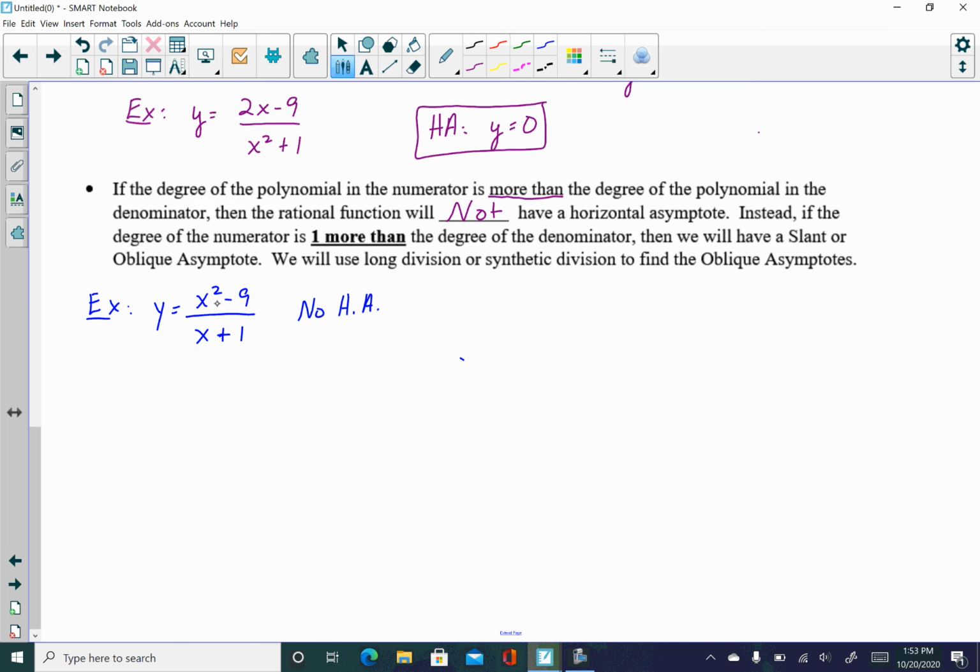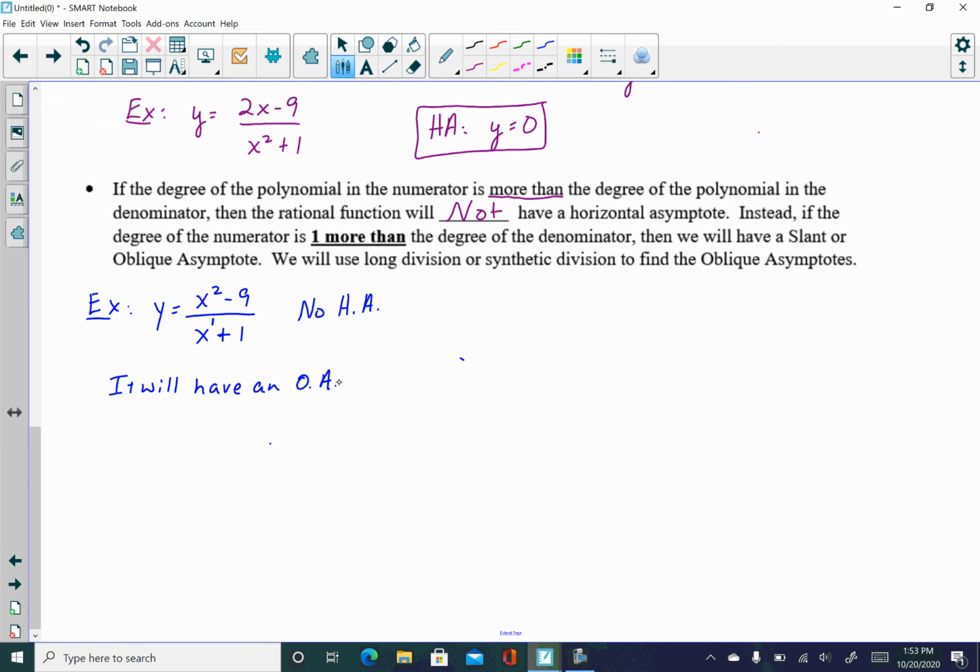But you do notice if you look at your degree, the degree at the top is 2, the degree on the bottom is 1. So it's only, I like to call these top heavy, it's only top heavy by 1. So since it's only top heavy by 1, it will have an oblique asymptote. So it will have an oblique, I'm just going to abbreviate, oblique asymptote.